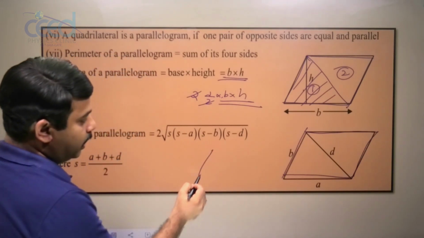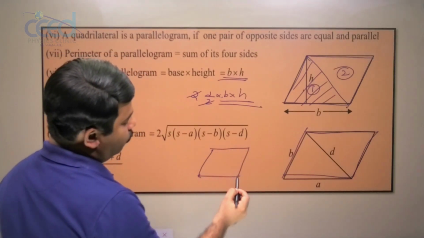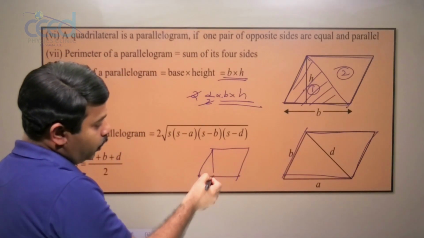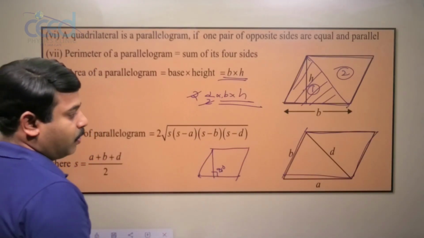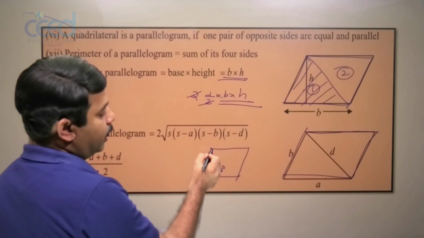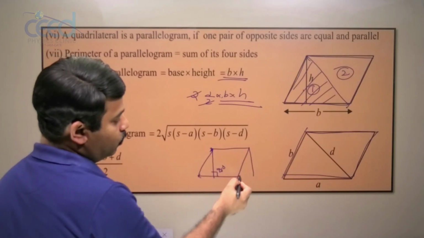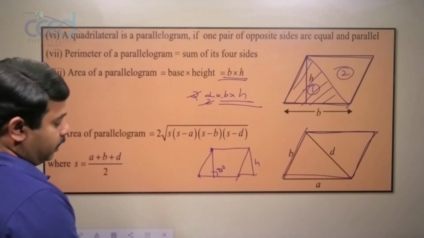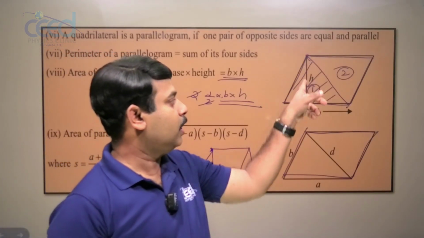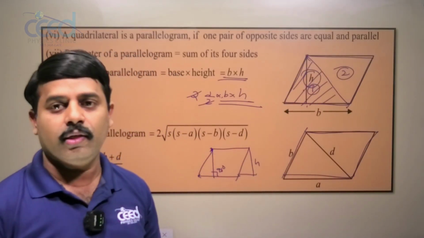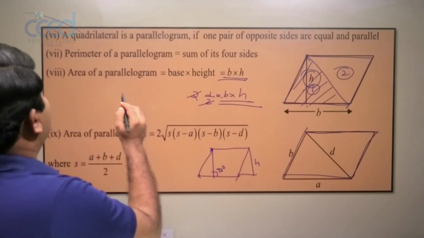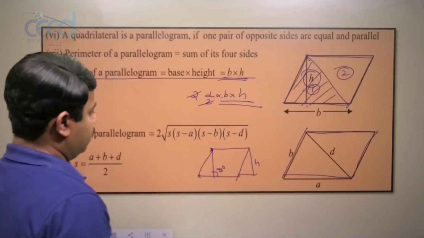You have to take the height like this. To find the height of a parallelogram, you draw a perpendicular to its base from one top corner. This is the height, right? So height is the perpendicular length. So this is height H. So the area is base into height.